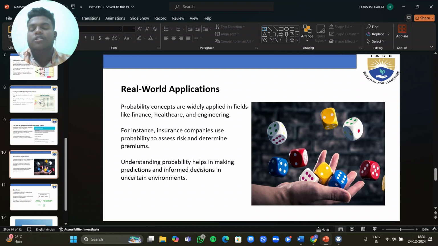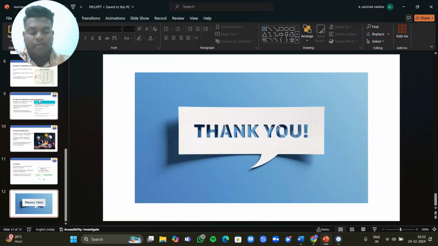The applications are in fields like healthcare, finance, and engineering. For instance, insurance companies use probability to assess risk and determine premiums. Understanding probability helps in making predictions and informed decisions in uncertain environments.